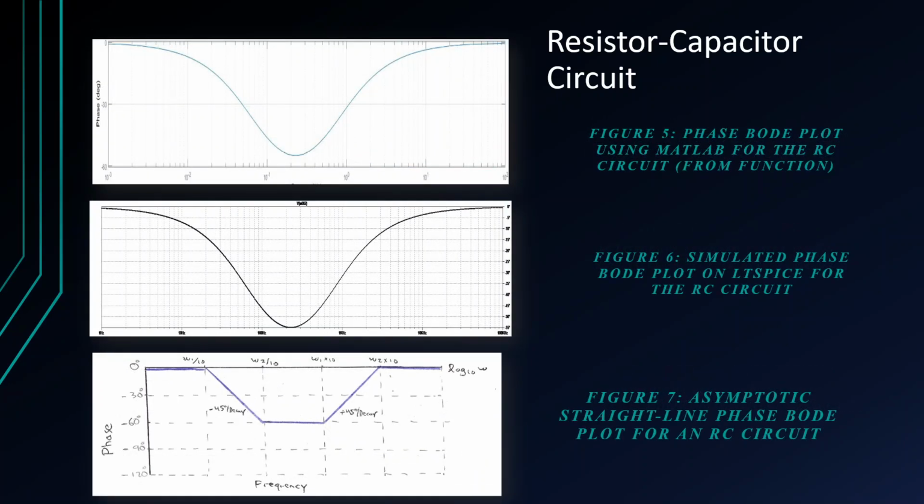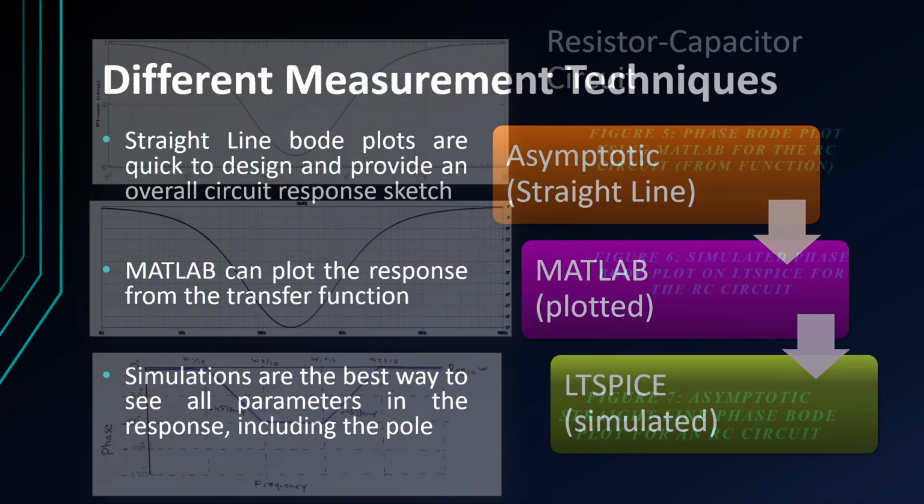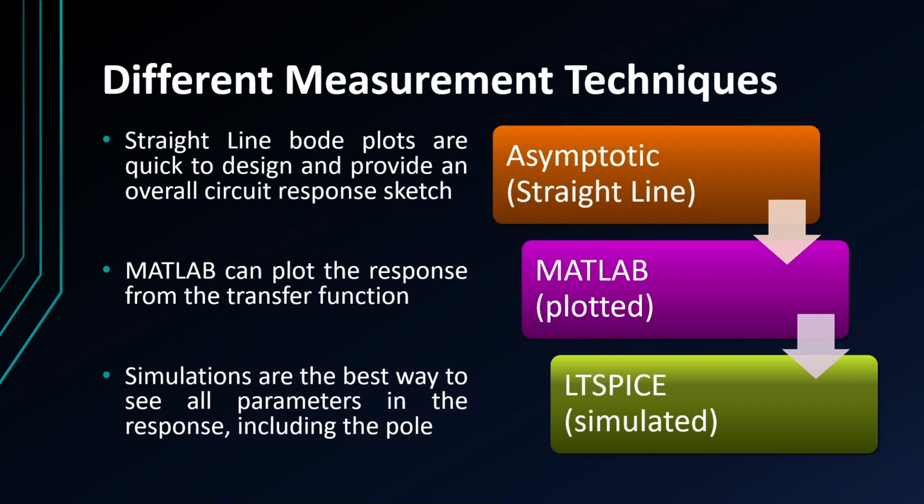Next, we have the Bode diagrams for the phase. This is measured in degrees, and as we can see, this is the exact same case as before. The LTspice simulated circuit in the middle gives us the most accurate graph. Up next, we're gonna discuss what the differences are between all these methods.